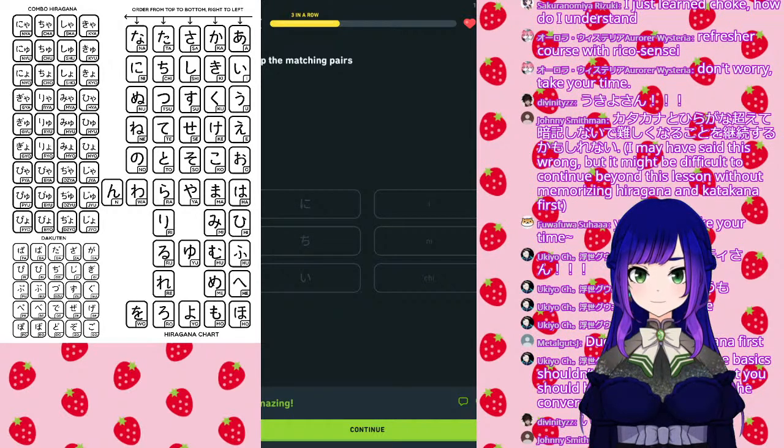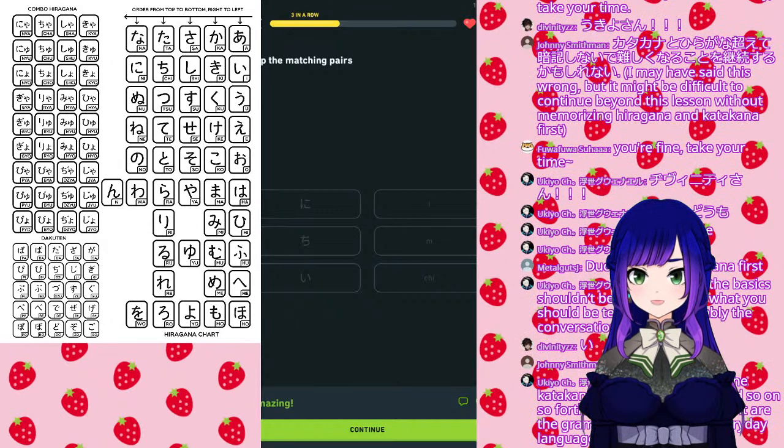So Divinity-san. Domo. Notice me. Duolingo does hiragana first, right? That's good. I feel like the basics shouldn't be taught. I think what should be taught is probably conversational Japanese.